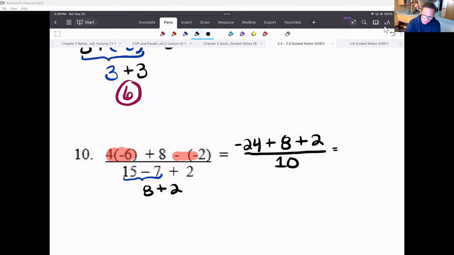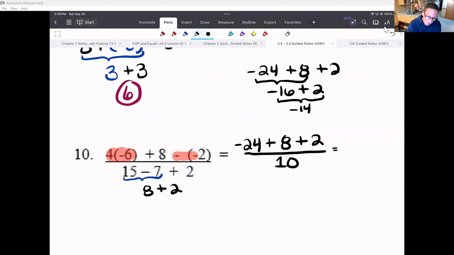All right, I'm going to write it up here. So -24 plus 8 plus 2. -24 plus 8 is -16. -16 plus 2 is -14. All right, so what do we got here? We got -14 over 10.